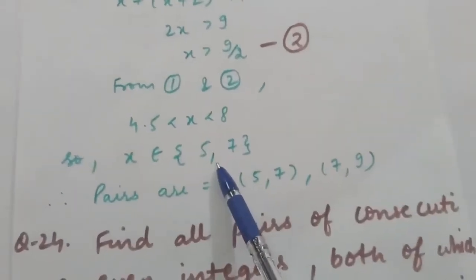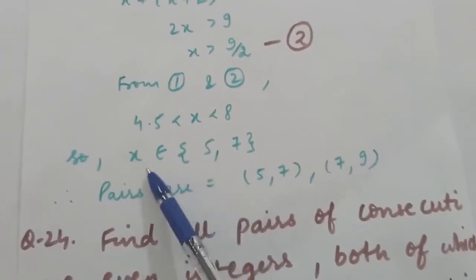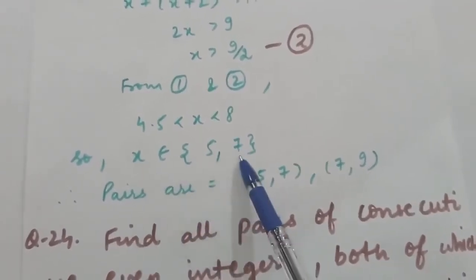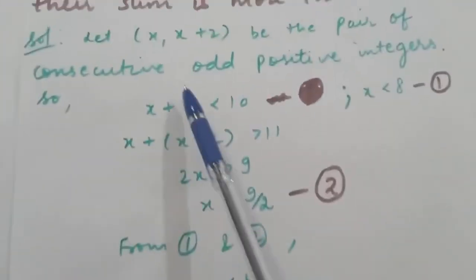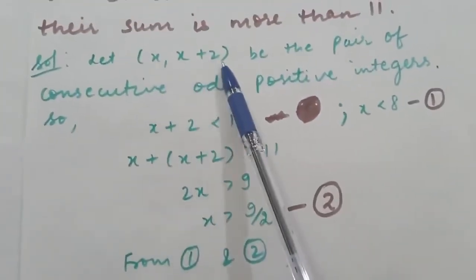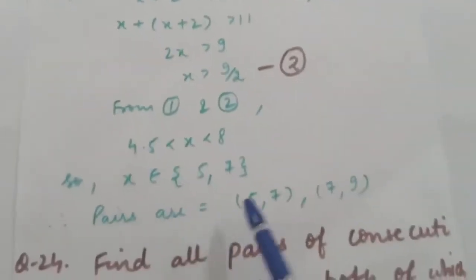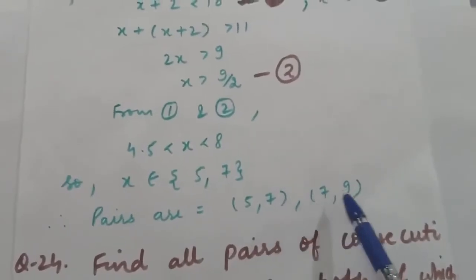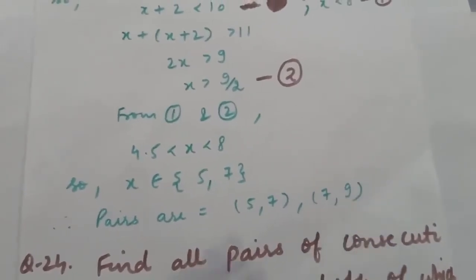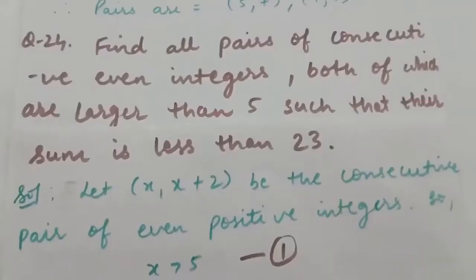So x will be 5. Then x cannot be 6. Why? Because x is an odd integer. Therefore 7. So values of x are 5 and 7. Therefore the pair is x comma x plus 2. So the pairs will be 5 comma 5 plus 2, which is 7, and then 7 comma 7 plus 2, which is 9. Clear?